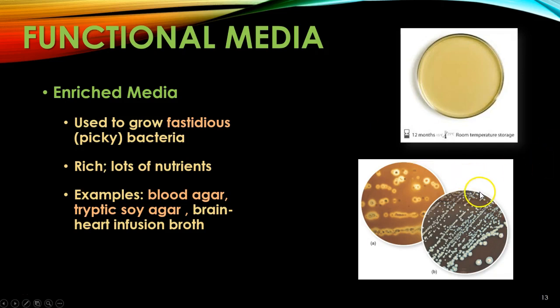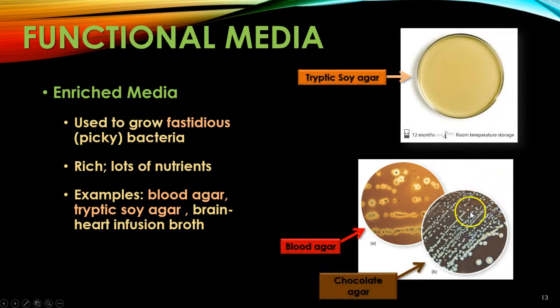Some examples of enriched media. This one here is a blood agar. This particular image doesn't show the blood as red as it normally is. This plate's usually bright red. But after you've incubated it for a while and the bacteria have had a chance to grow, it may turn a little bit darker. This top one up here is something like tryptic soy agar, where they've taken soy protein and digested it with enzymes to make it a little easier for the bacteria to use.